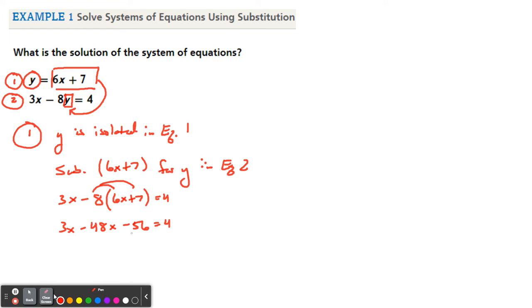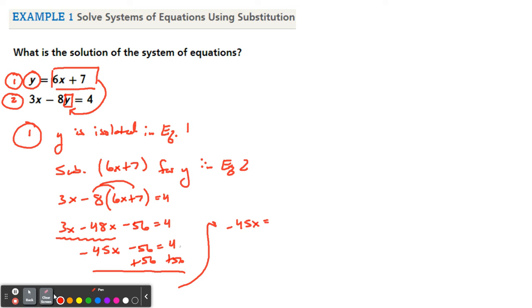On the left-hand side, we have three terms. Two of them have x, so simplify. 3x minus 48x is negative 45x. Bring down the minus 56, and the equals 4. And now it's a two-stepper to get x by itself. Get the negative 45x alone, which means add the 56. Get the 56 out of there. I'm going to do it right over here. So we have negative 45x equals, and 4 plus 56 is 60.